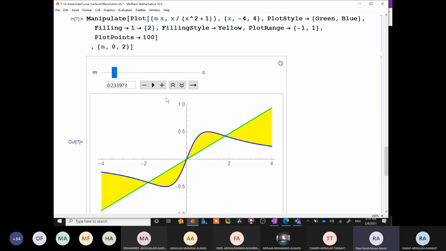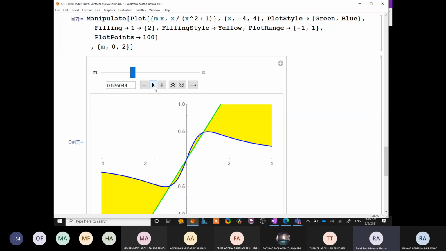So there is a region between the blue and the green for a certain m. If you change m, which is the slope, yes, m is the slope, then at a given point they will start losing the region. There will be no region between them. So we want that exact m at which they stop having a region.